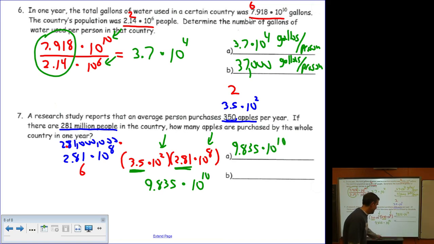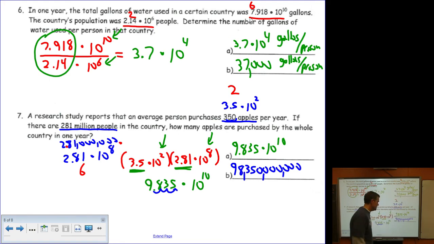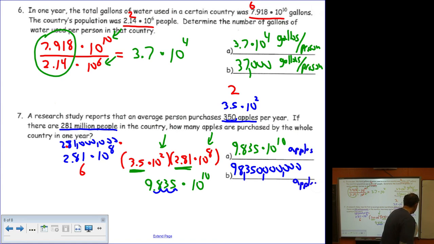Or in standard notation, I would need to move the decimal 10 spots, 1, 2, 3, and 7 zeros. 9.835 and 7 zeros. And that's a comma, comma, comma. 98 billion apples. Look at that. That's a lot of apples for the country. All right. Good job.